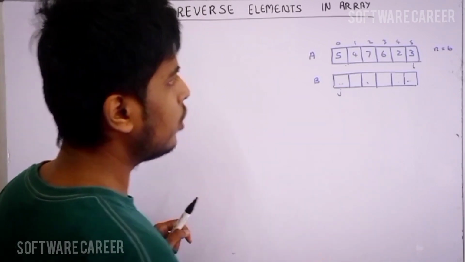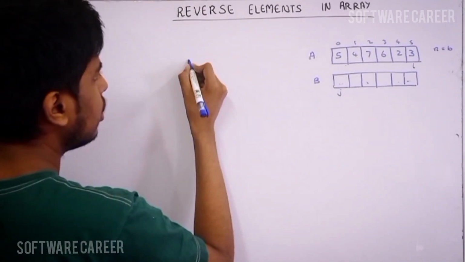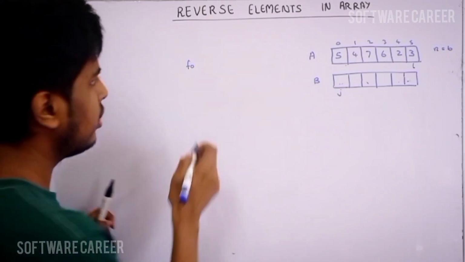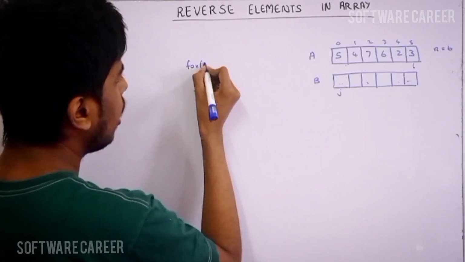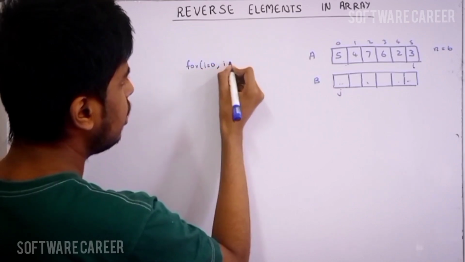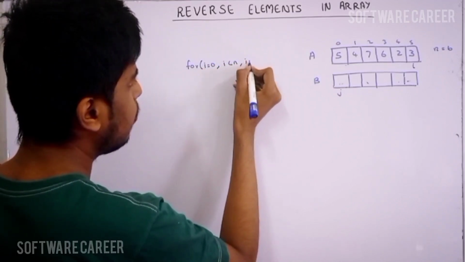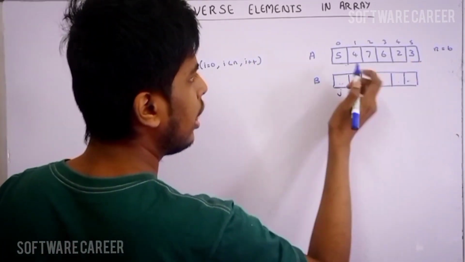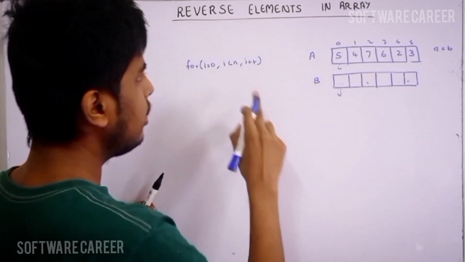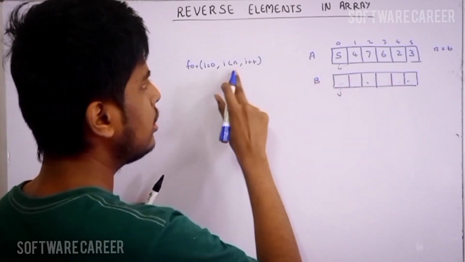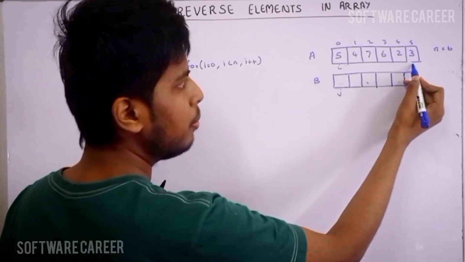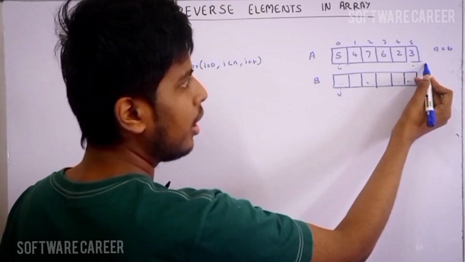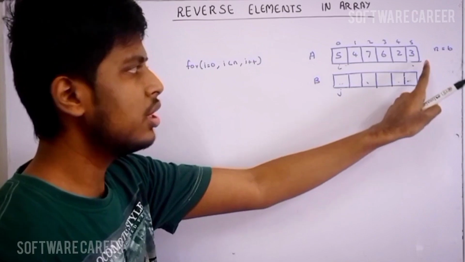Now let's write the code for how to do it. There are two methods for reversing an array, and this is the first method. For I equals 0, I less than n, I plus plus. This condition says that I starts from this place and travels till I is less than n. N is the size of the array, 6. It will come here, then I equals 6.